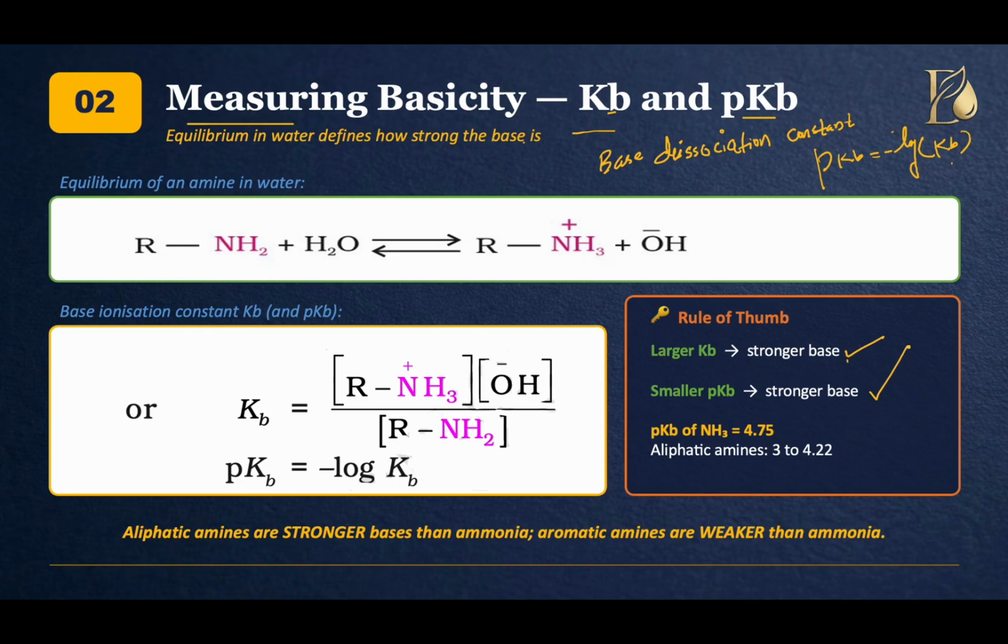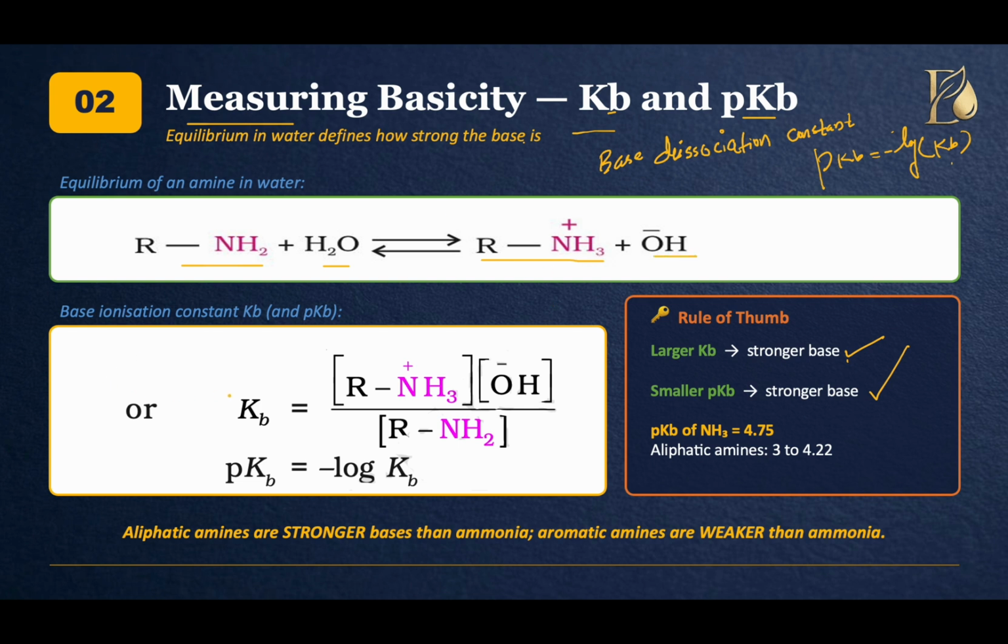Now let us understand how the basicity of amines is measured using Kb and pKb values. Here we are considering the equilibrium of an amine in water. This is the amine. Look at this equilibrium, amine in water. Amines behave as bases because the nitrogen atom contains a lone pair of electrons. This lone pair can accept a proton from the water. As a result, the amine gets converted into ammonium ion. This is the ammonium ion, and hydroxide ions are produced in the solution. So amines react with the water, producing the ammonium ion and hydroxide ions.